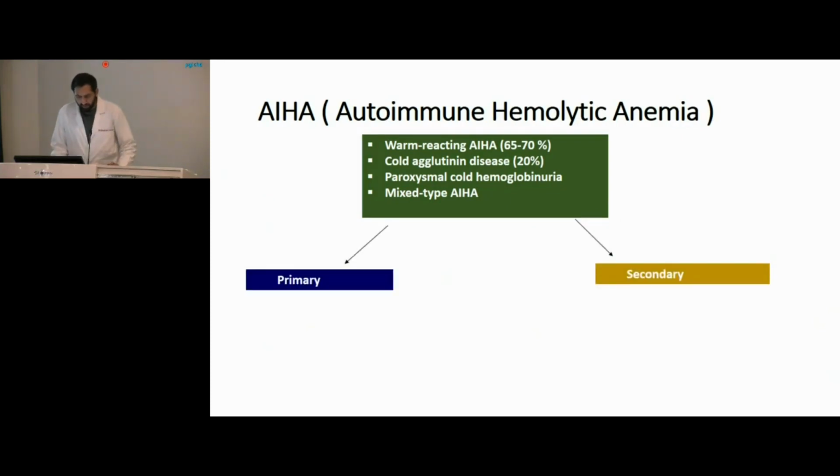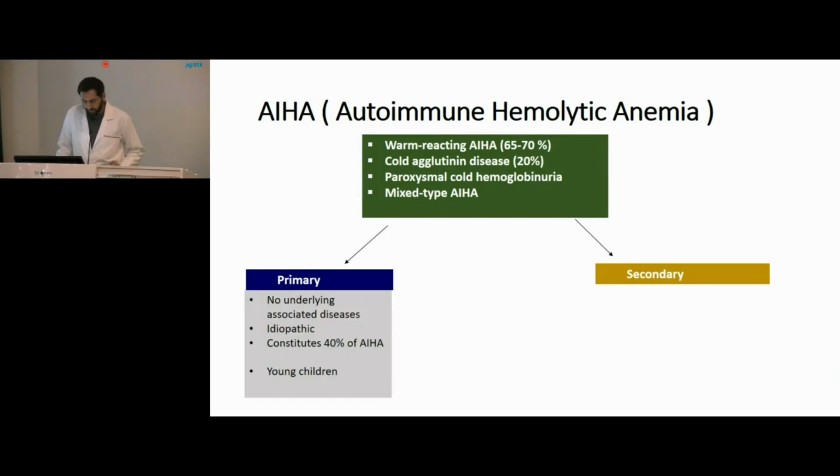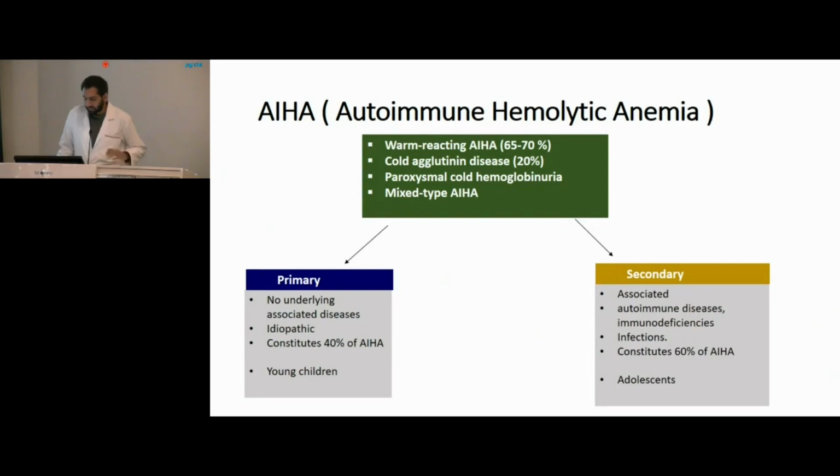Also, it can be classified as primary and secondary. In the primary, there is no underlying disease as such, and it constitutes about 40% of such cases, more common in young children. In secondary autoimmune hemolytic anemia, there is some underlying disease like an autoimmune disease, immunodeficiency, or some infection triggering it, and it constitutes around 60% of cases, more common in adolescents.